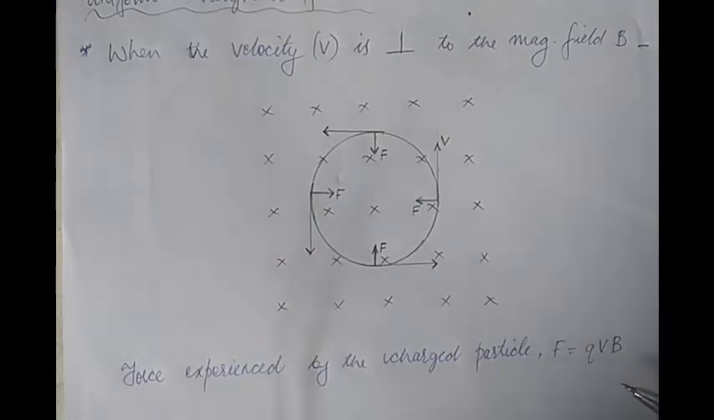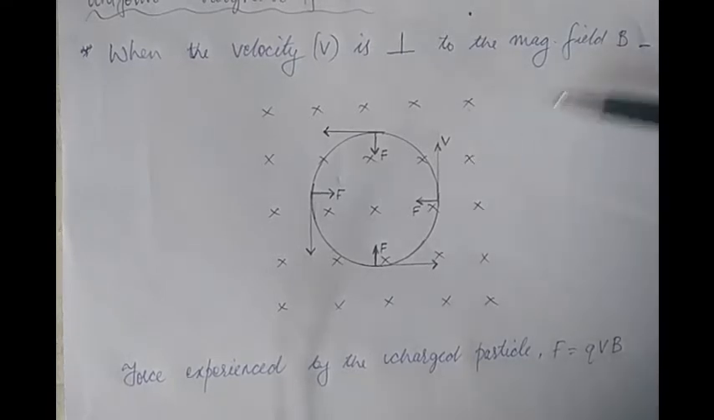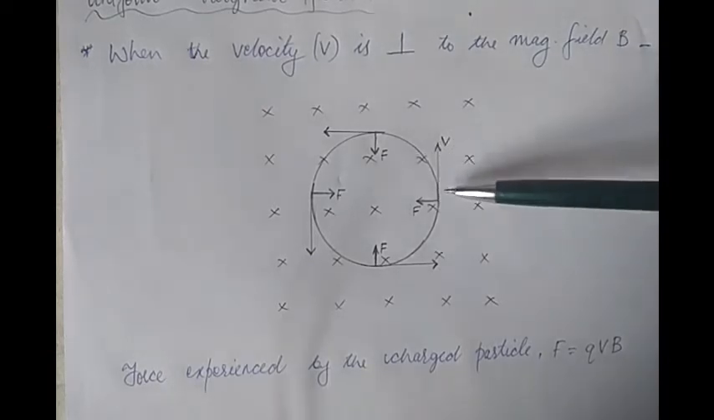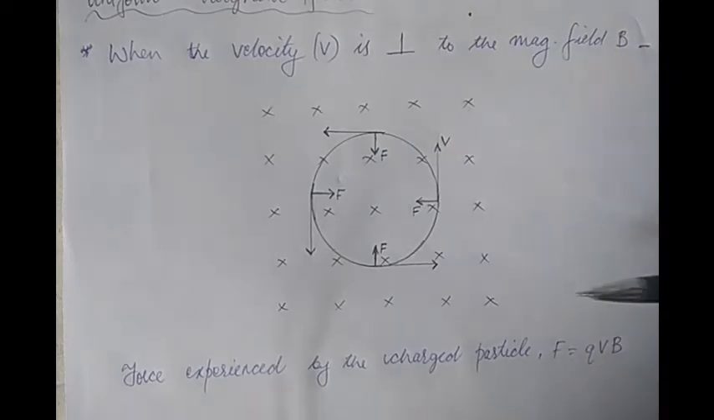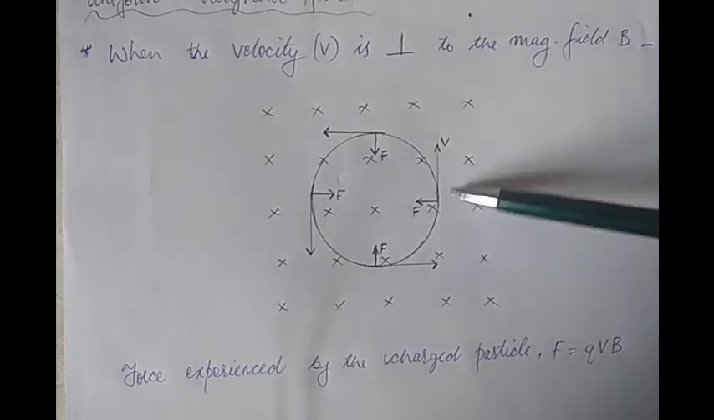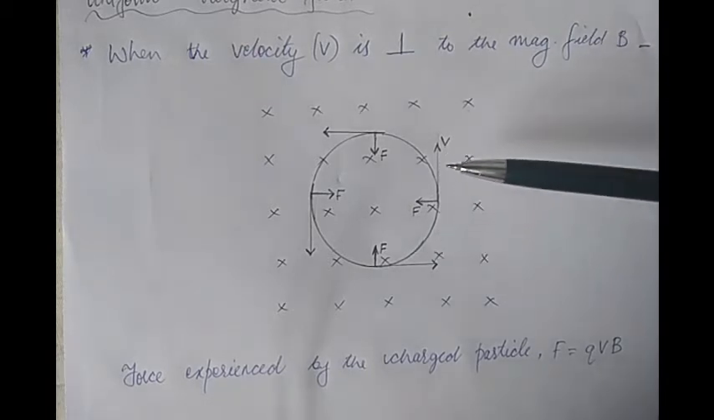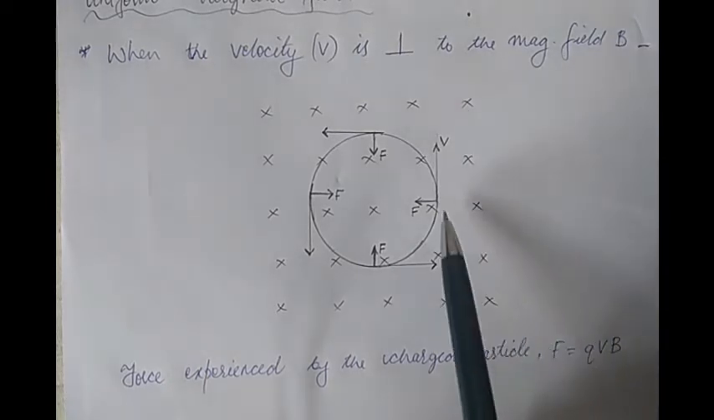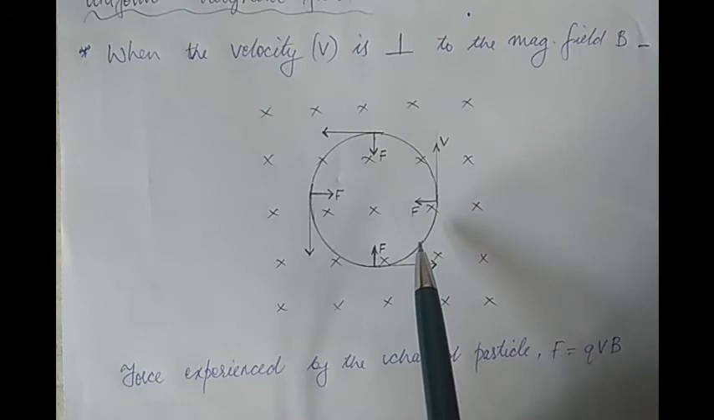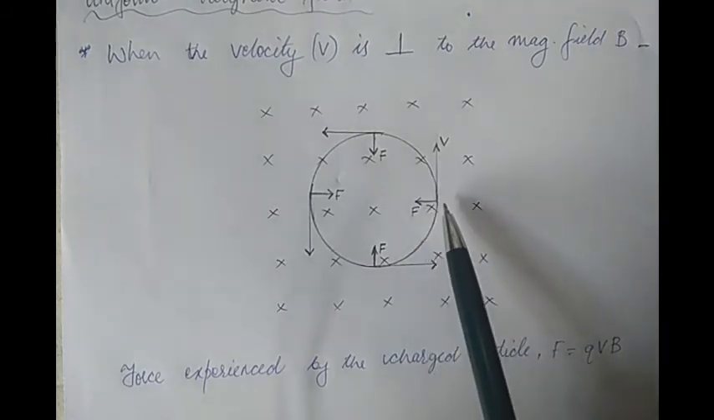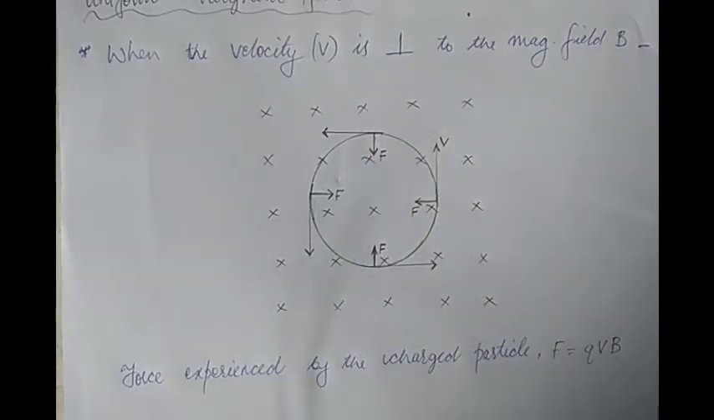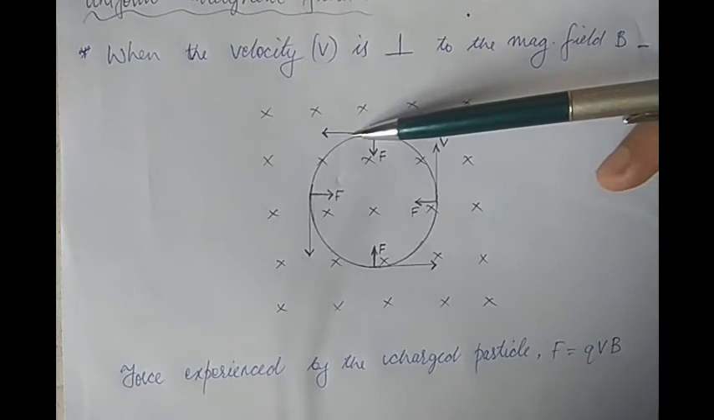Now talking about the direction of the force, the direction of the force is given by a right-handed screw. So when we rotate the right-handed screw from the direction of the velocity to the direction of the magnetic field, which is into the plane of the paper, what happens is the right-handed screw is rotating in this direction. So the right-handed screw goes in the inward direction. Therefore the force experienced is in this direction. So this force tends to take the charged particle towards the left-hand side. So the charged particle now is moving in this direction.